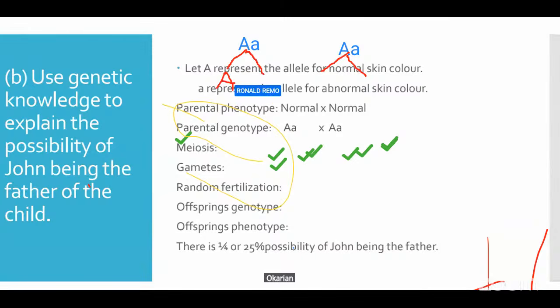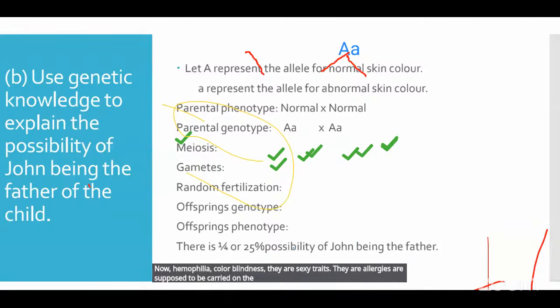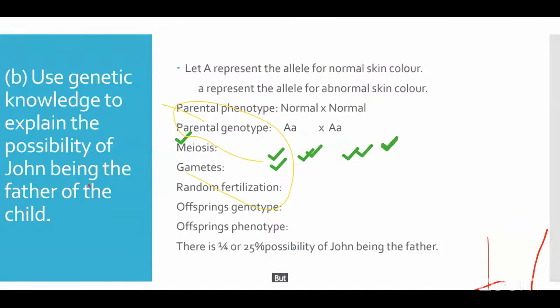Someone is asking, so teacher, does that mean even in hemophilia we are supposed to do that? Now, hemophilia and color blindness, they are sex-linked traits. Their alleles are supposed to be carried on the X and Y chromosome. But these other characteristics, other than those ones, they just show normal dominance, so the normal monohybrid inheritance.